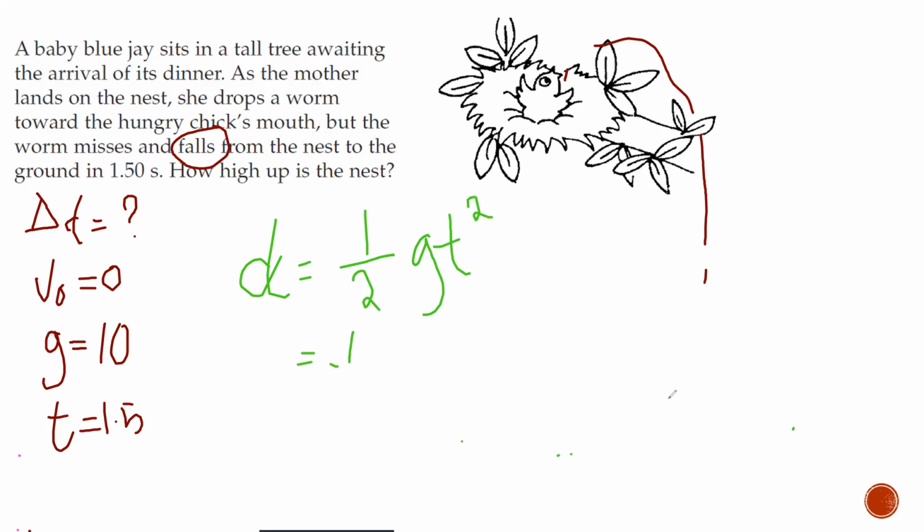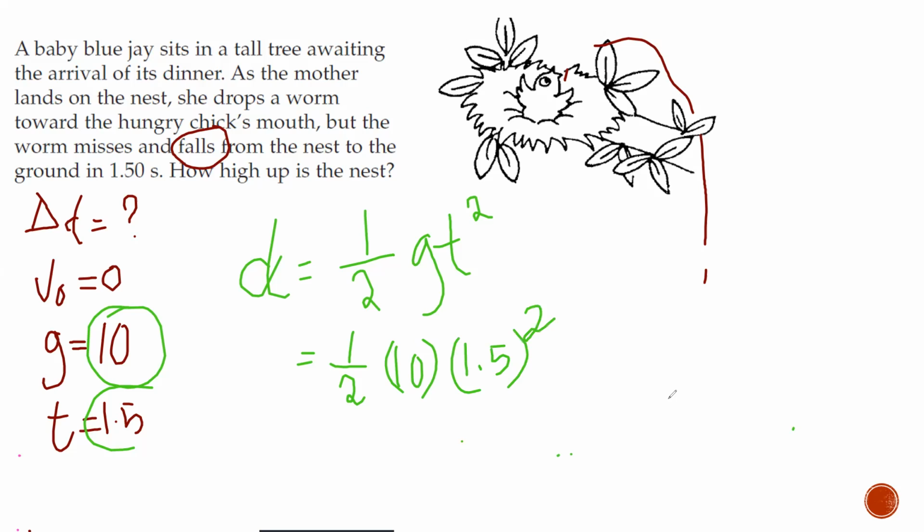So half. Where is G? It is 10. T squared, which is 1.5 squared. And after you multiply 5 times 1, you will get 11.3 meters. So this is the distance, or the height, the distance from the nest to the earth or to the ground. 11.3 meters.